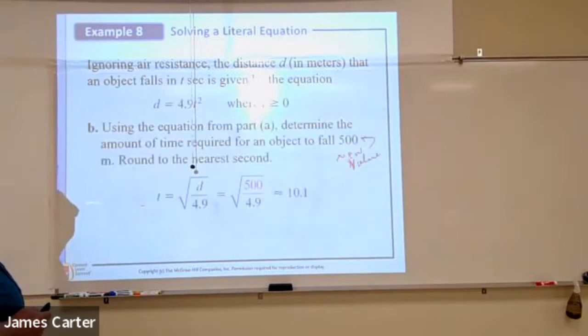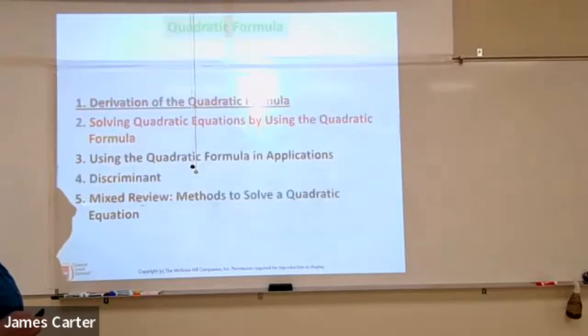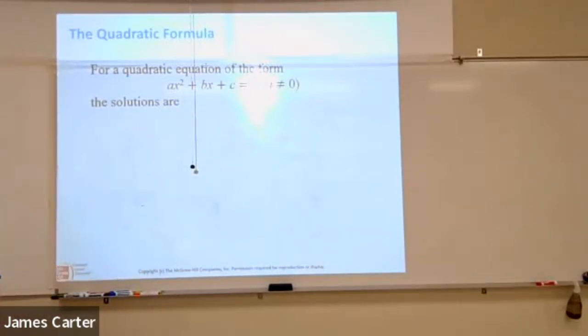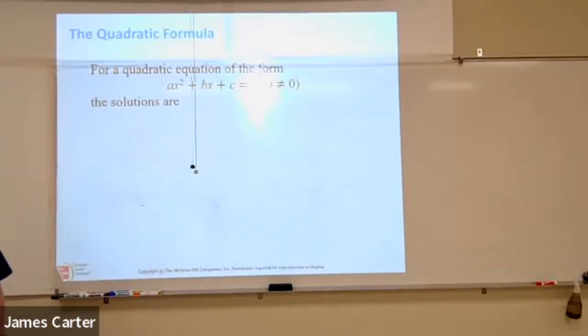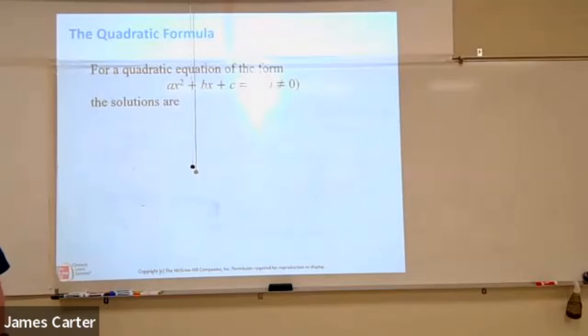We do have to do this literal equation business, so I may have to go back to that. Okay, so here's the general format for a quadratic formula, like 3x squared plus 2x plus 5 equals 0. That's the A term, the B term, the C term based on location. Okay, here is the quadratic formula. That's what you've got to memorize.